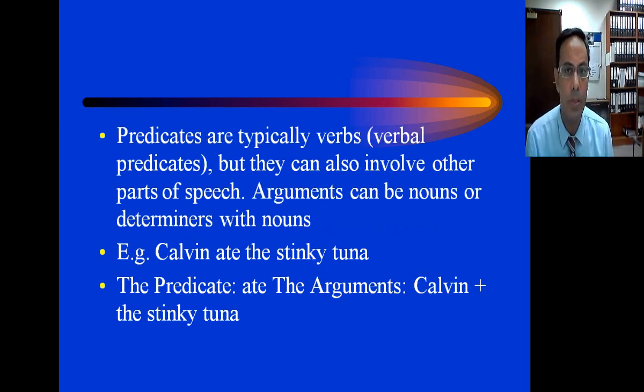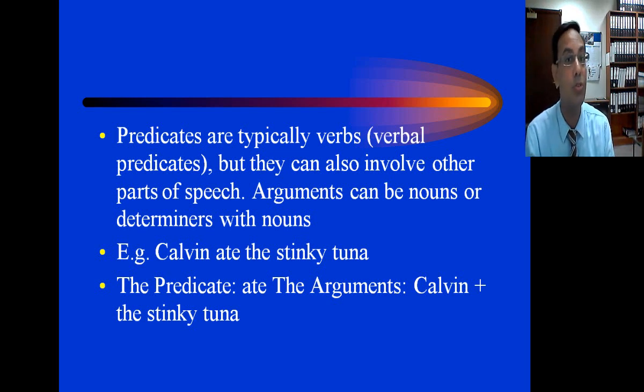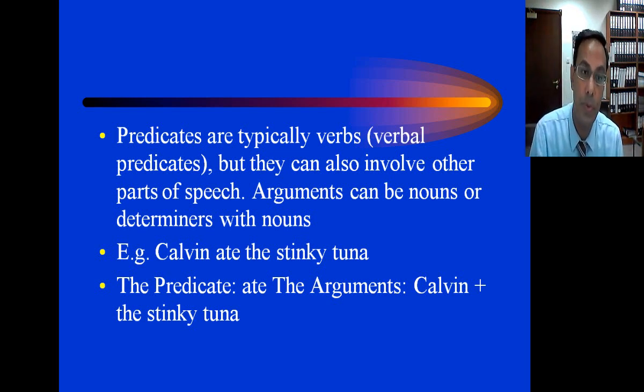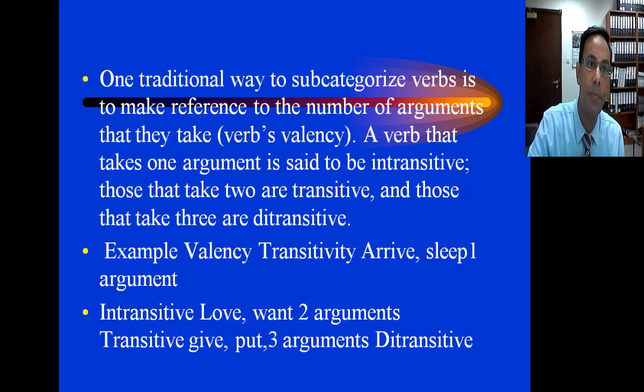Predicates are typically verbs, verbal predicates, but they can also involve other parts of speech. Arguments can be nouns or determiners with nouns. Calvin, for example, ate the stinky tuna. The predicate is ate and the arguments are Calvin and the stinky tuna, two arguments.